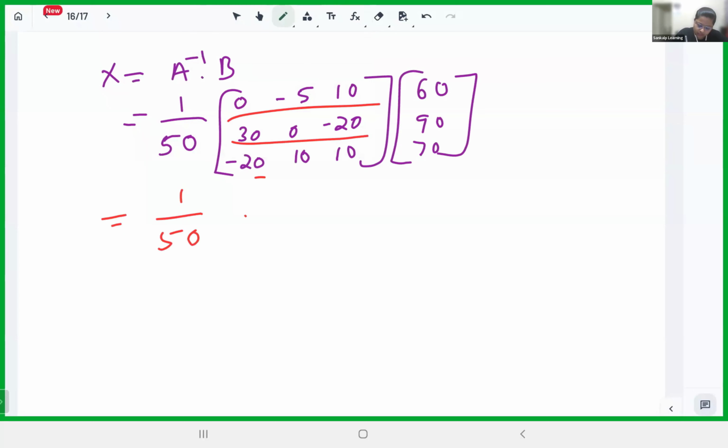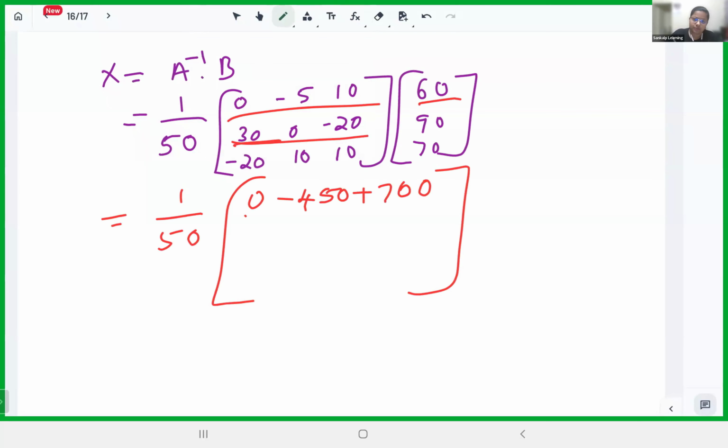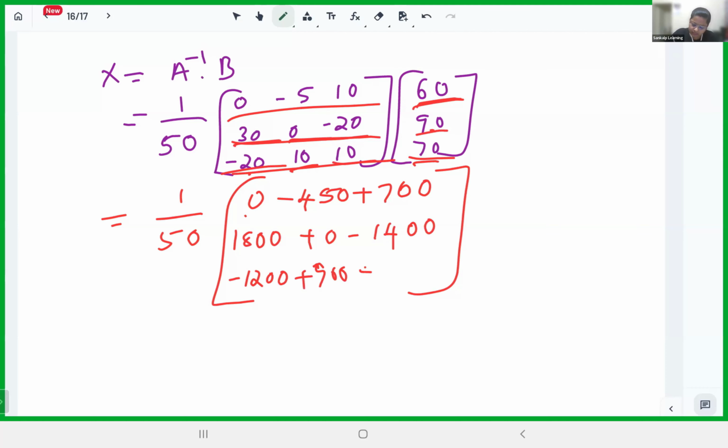So this is 1 by 50 into 0 into 60 is 0. Minus 5 into 90 is minus 450. Plus 10 into 70 is 700, right? Then 30 into 60 is equal to 1800. 0 into 90 is 0. Minus 20 into 70 is equal to minus 1400, right? Now, the third row into this column. So minus 20 into 60 is equal to minus 1200. 10 into 90 is plus 900. 10 into 70 is plus 700.